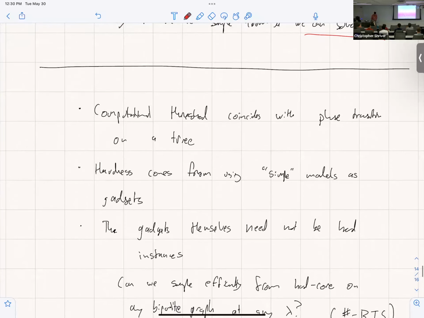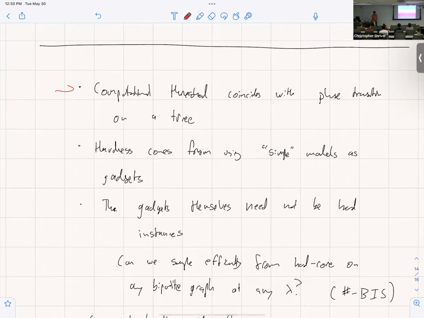Okay, so let me just conclude by saying, I talked about how computational thresholds can coincide with phase transitions on a tree. This is one reason trees play a really crucial role in the computer science perspective on this type of model. I'll say that hardness comes from using simple models as gadgets. In a lot of ways, the phase transition on the random bipartite graph is way simpler than the phase transitions on the random regular graph.